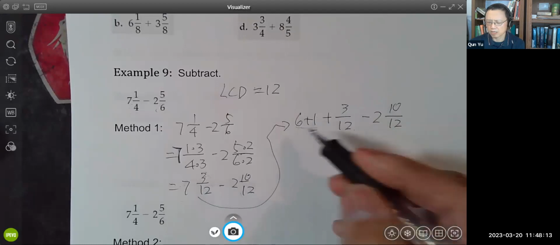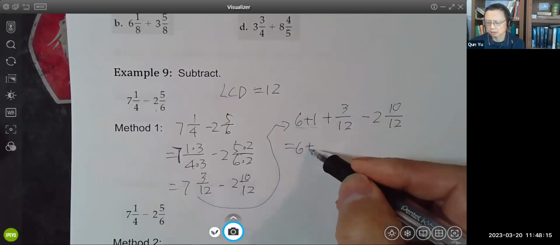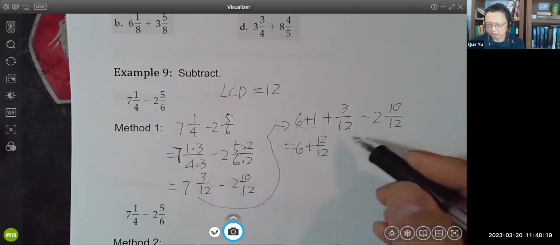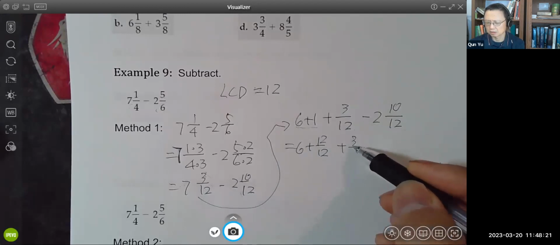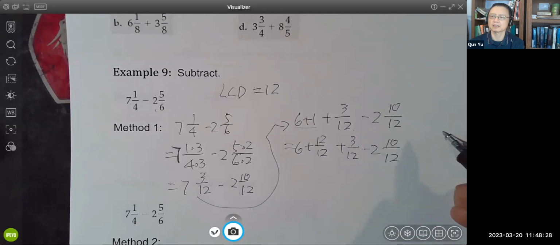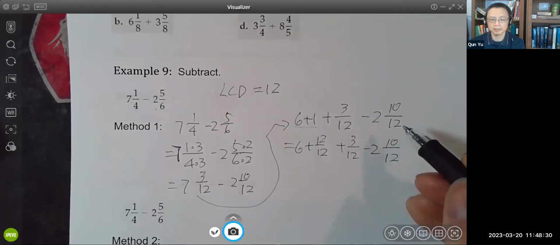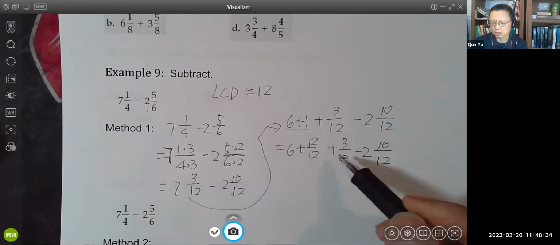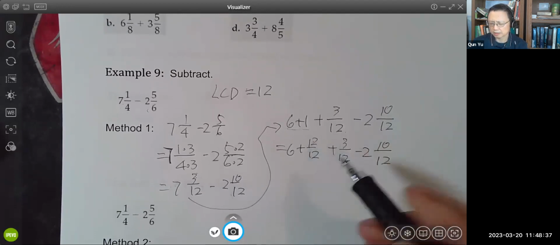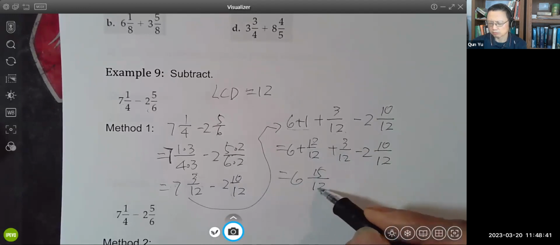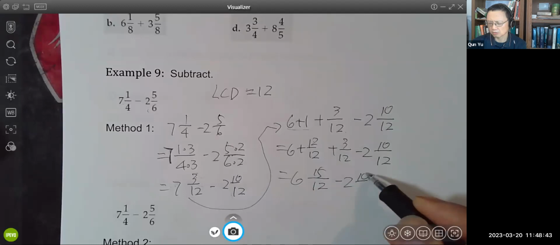Now rewrite this 1 as 12 over 12 because you need 12 as the common denominator. Even though you see multiple steps here, this is for understanding only. Once you understand it, this can go very fast. So apparently these two have a common denominator. We can add these two together: 6 and 15 over 12 minus 2 and 10 over 12.